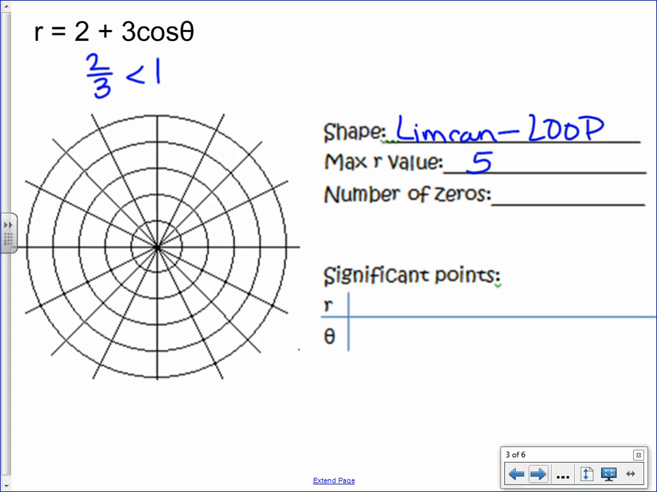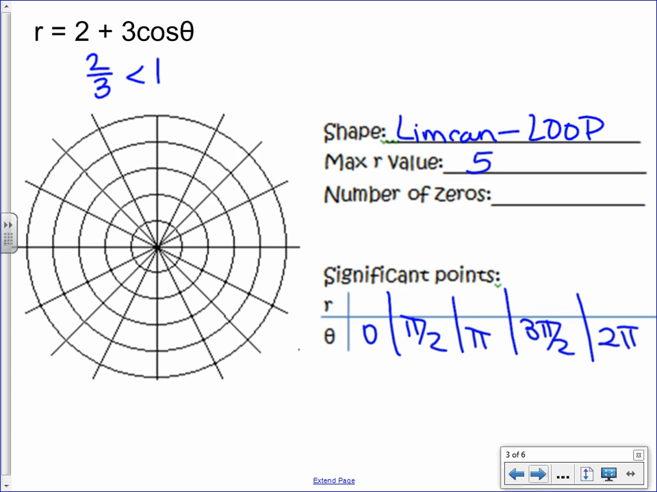Okay? For any limacon that you graph, your significant values will go like this. You're going to plug in 0, pi over 2, pi, 3 pi over 2, and then back to 2 pi. Okay, you don't have to think too hard about your significant points. The roses, you kind of had to play around with a little bit. Limacons, just go with these theta values every time. You'll get your shape. So, when we plug in 0, what do we get?